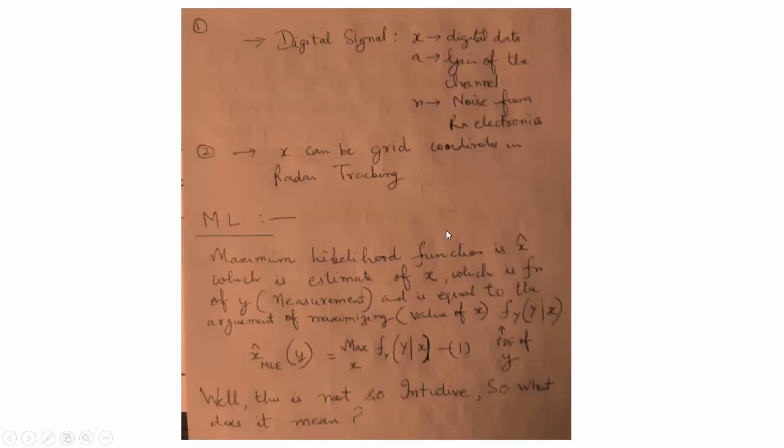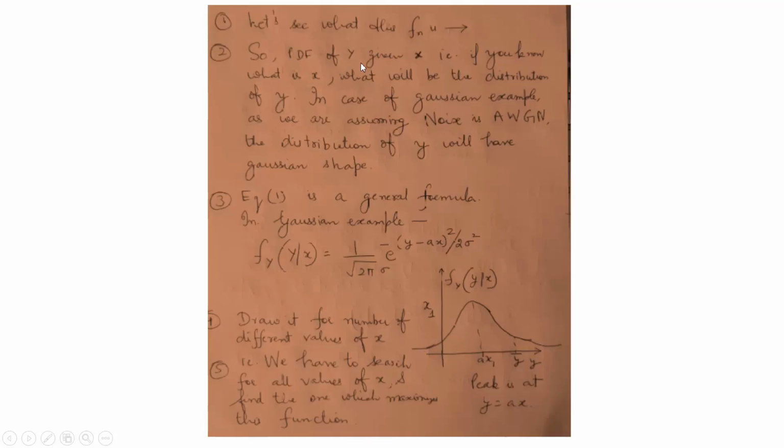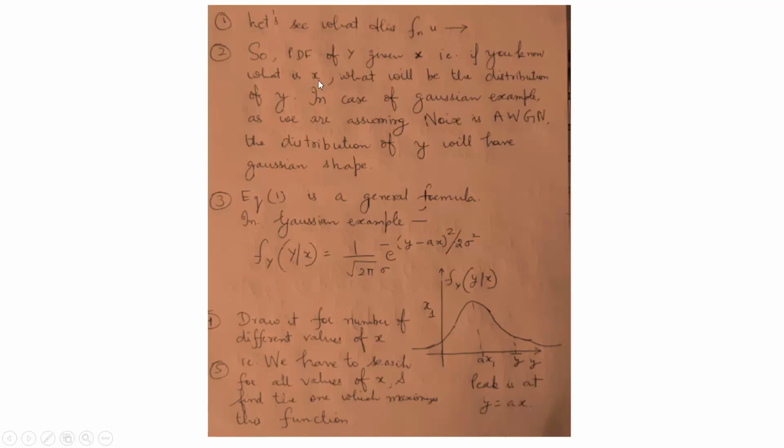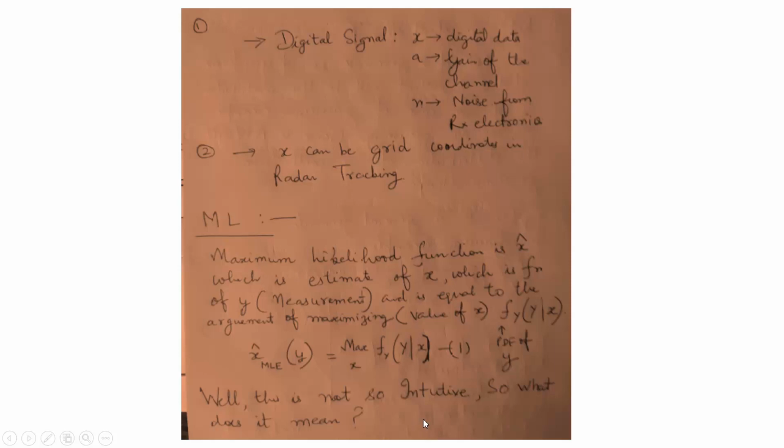What this function means. This function, the PDF of y given x, which is f subscript y given x. That is, if you know what is x, what is the meaning? The measurements are conditioned on x being given, right? Now, if you know x, what will be the distribution of y? That will be defined by this function f subscript y, which is the probability density function of y given x.